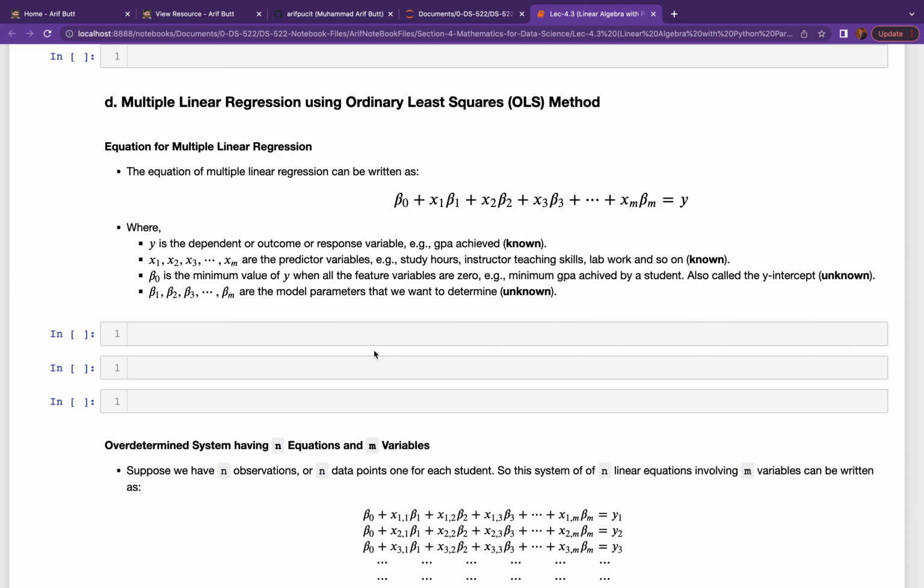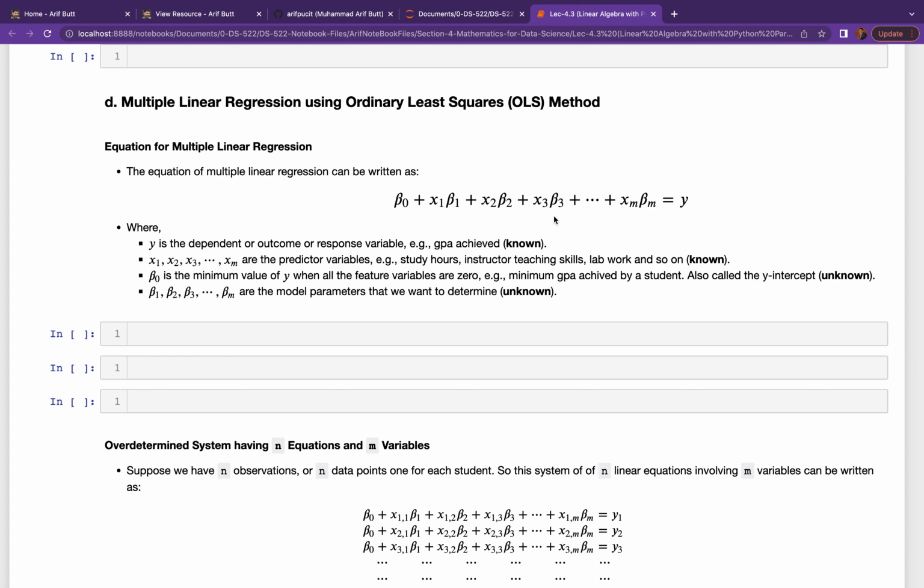Before I close today's session, let's talk about this OLS, ordinary least square method as well. Well, anyway, by multiple, I mean there are more than one feature or independent variables. For example, consider this equation for multiple linear regression, where this y is the dependent or outcome variable. Let's say that this is the GPA of a student once again.